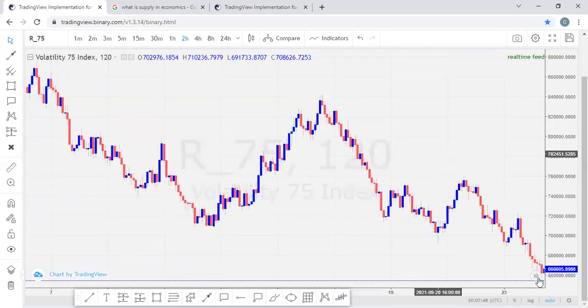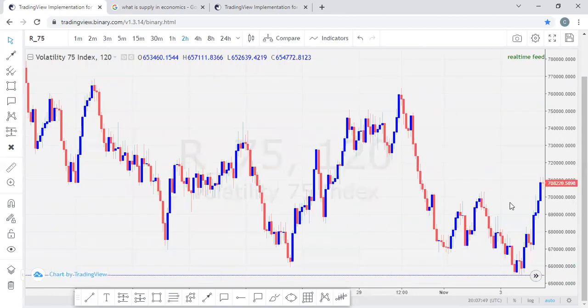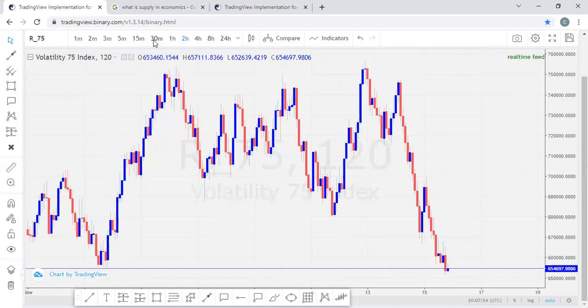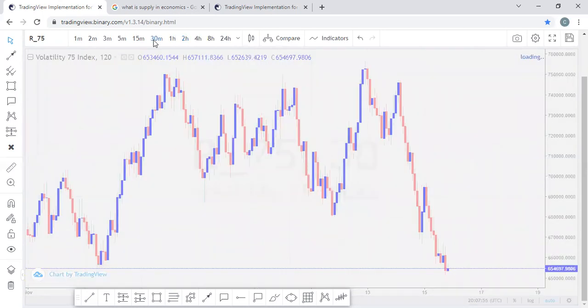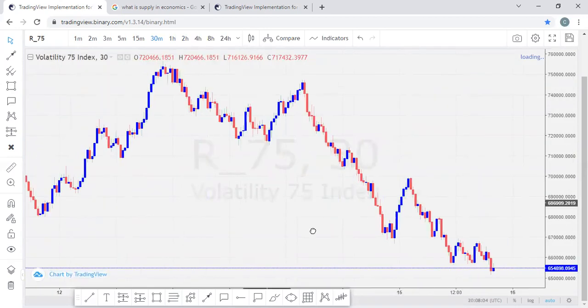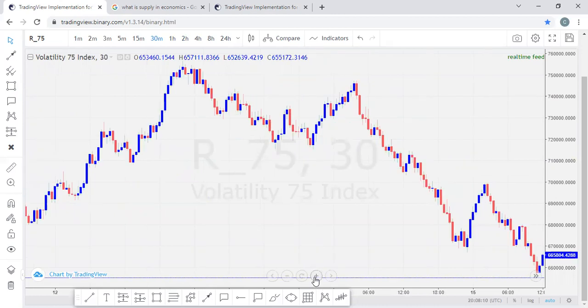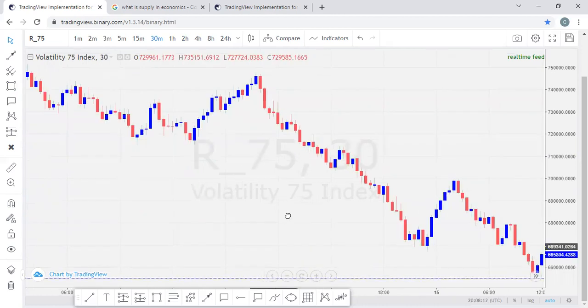So let's go to the present time. Look at what happened there. Let me go to the 30 minute time frame to show you guys what happened there. I want to show you this so you can catch the flow. All right, look at this. If you look at this market closely, look at what happened there.